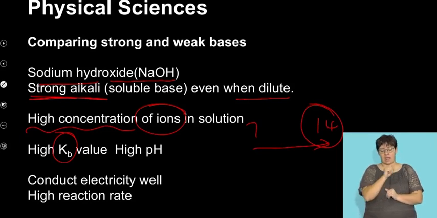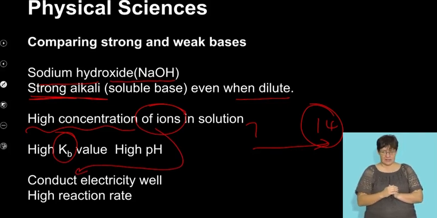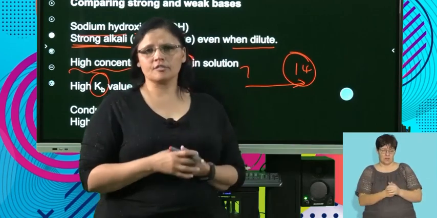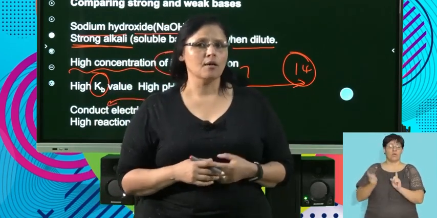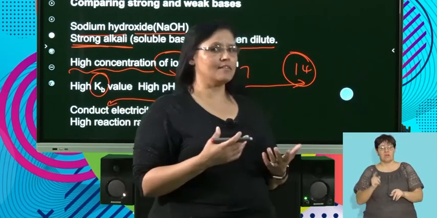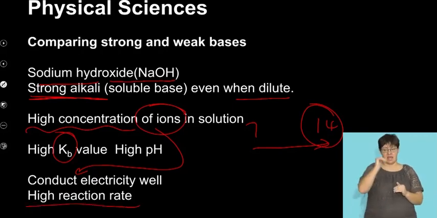Because the Kb value is so high and there's such a high concentration of ions, the strong base can conduct electricity well, and because of the high concentration of ions, there are more collisions per second, more effective collisions per unit time, and then the rate of your reaction is higher.